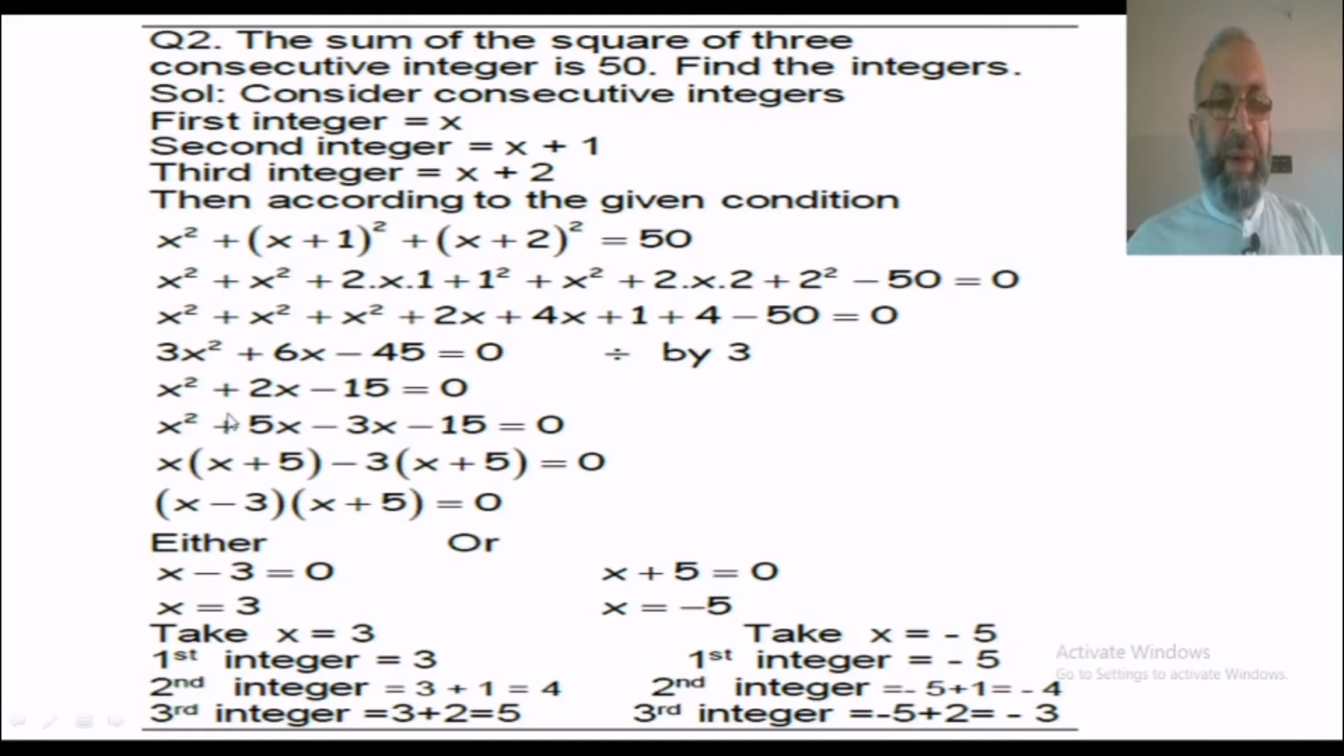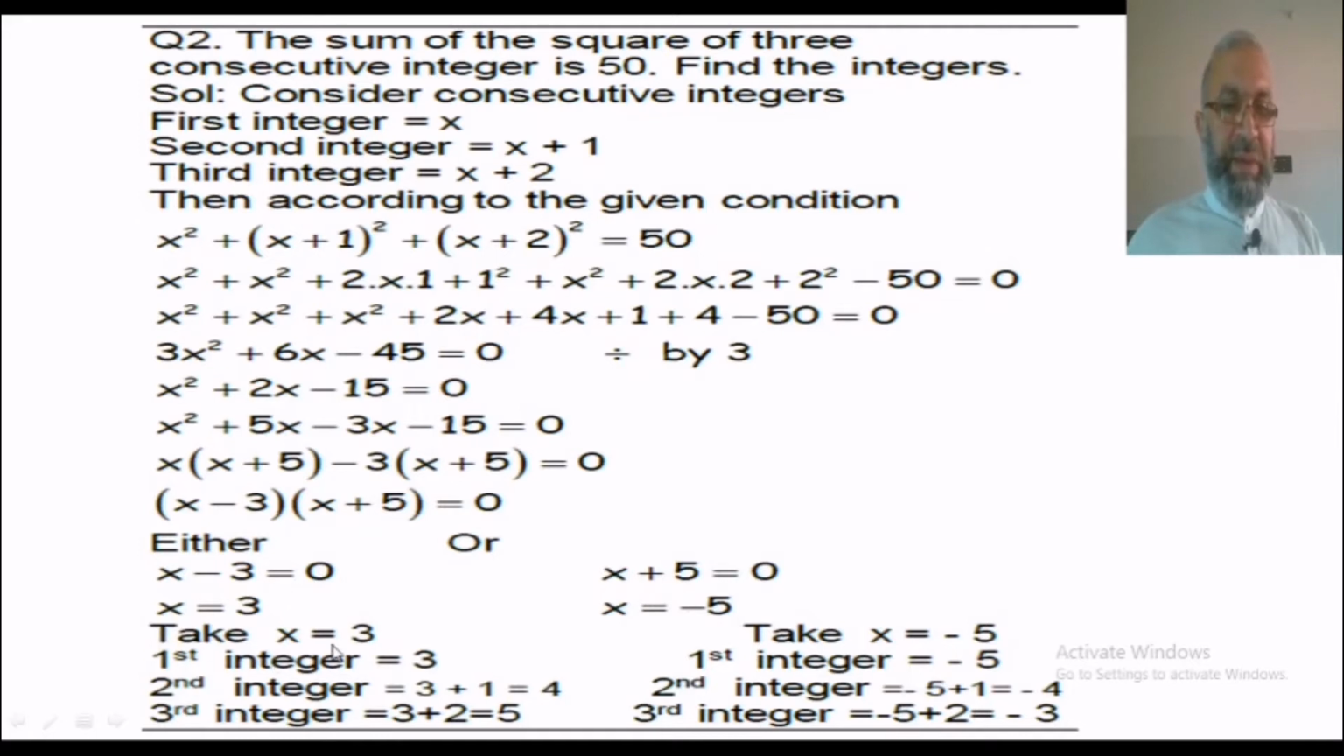So by factorization, again making factors of the quadratic equation, we get two factors: x minus 3, x plus 5 equal to 0. So either x minus 3 equal to 0, this means x is equal to 3, or x plus 5 equal to 0, we get x is equal to minus 5.